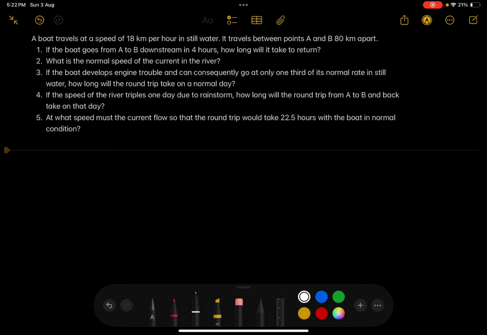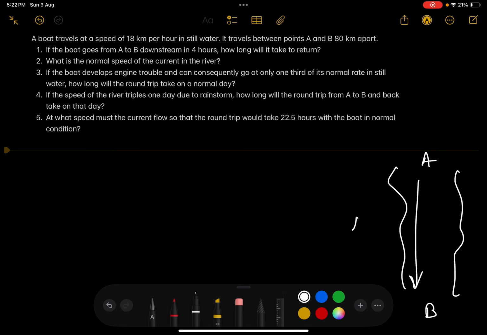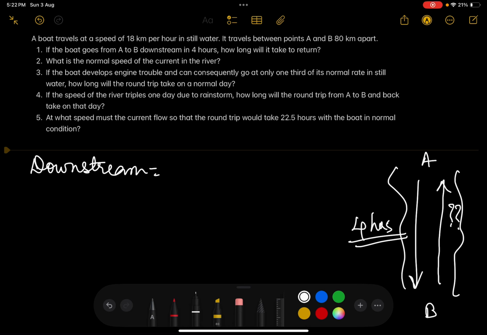Now they are asking, first question, if the boat goes from A to B downstream in 4 hours, how long will it take to return? Let's consider that this is point A and point B. The boat is coming downstream, and coming down takes it 4 hours. We have to find out how much time it will take to return up again. First, let's find out the speed downstream. What did I tell you previously? Downstream is basically the addition of the speeds.